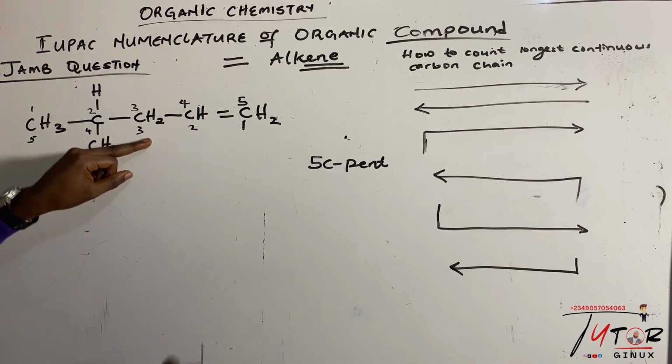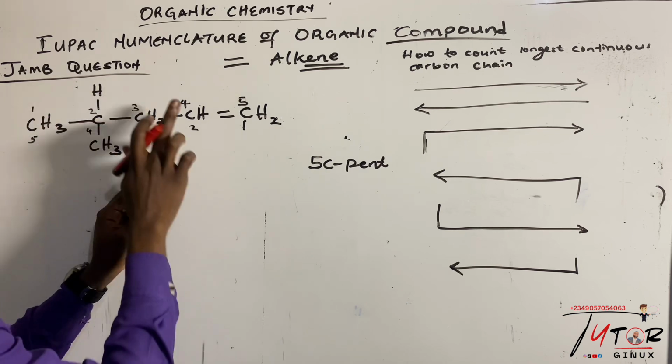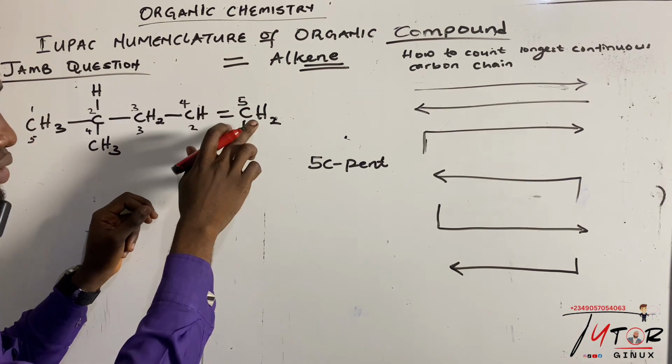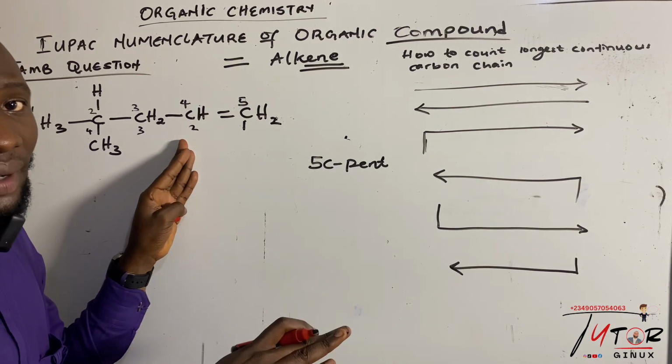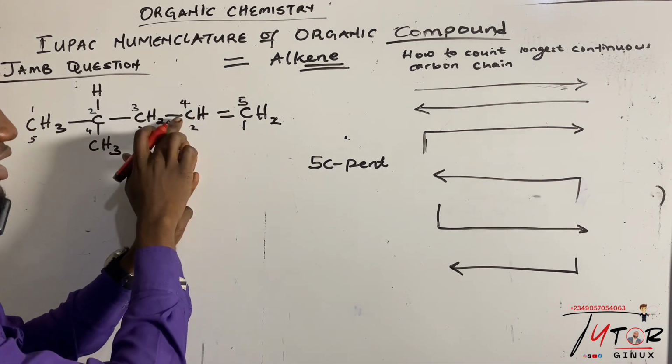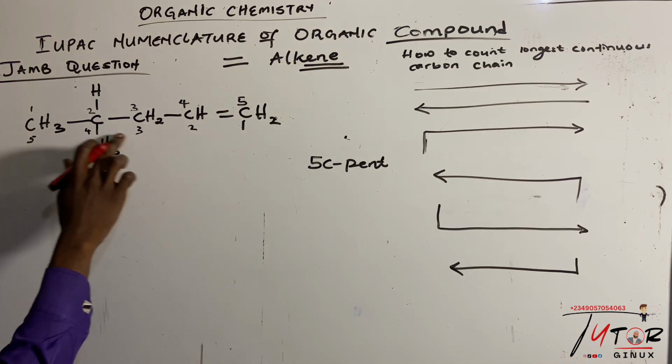So if you count from this side, the functional group, which is the double bond, is going to be in between carbon 1 and 2. But if you count from the other side, it will be in between carbon 4 and 5. So we are going to go for the one in between carbon 1 and 2 because it is giving a lower number, carbon 1. But on the other side, it is carbon 4. Do you get it? So we are picking this numbering 1, 2, 3, 4, 5.